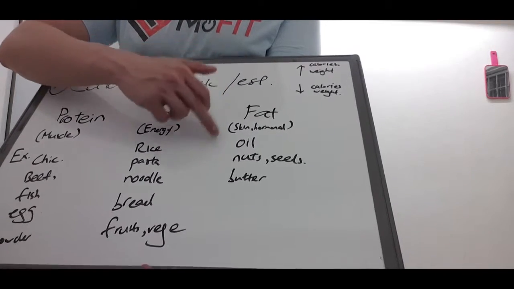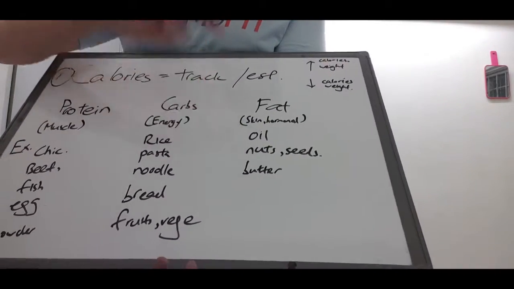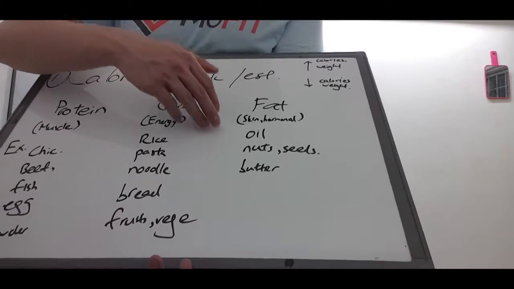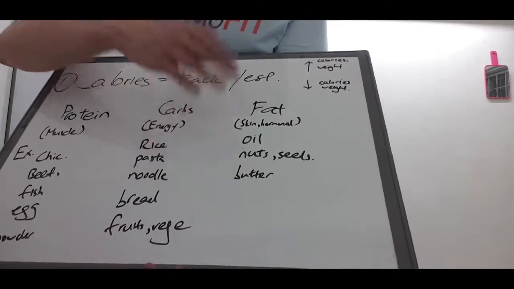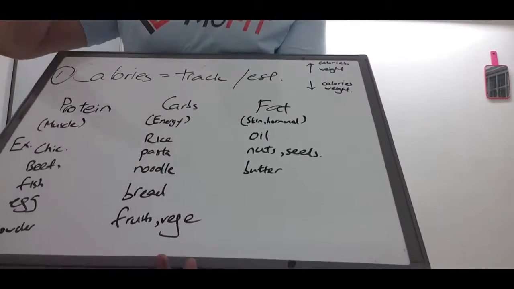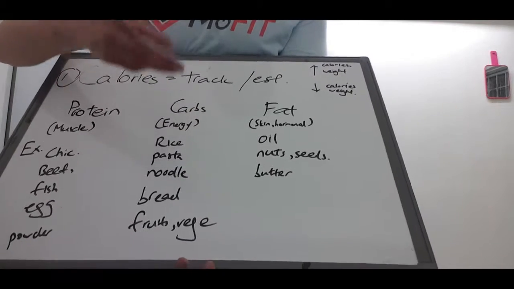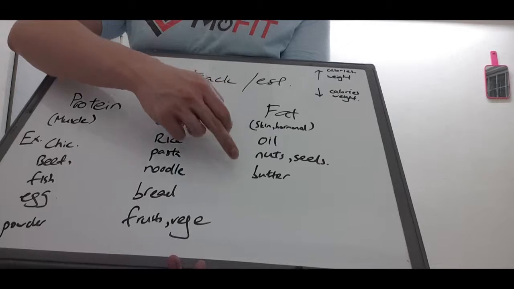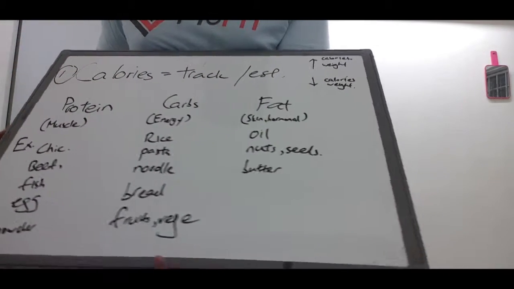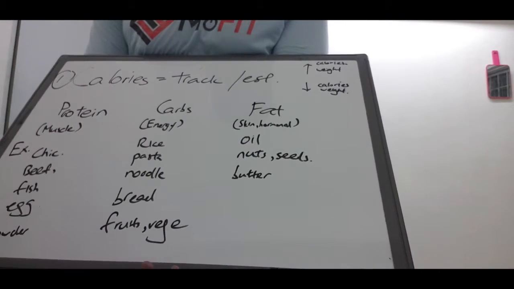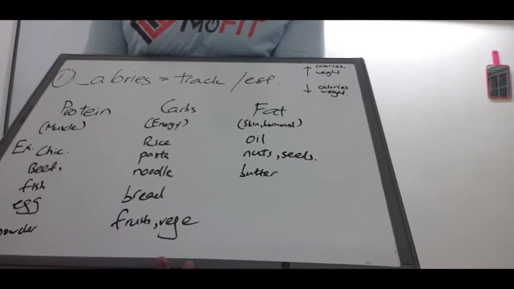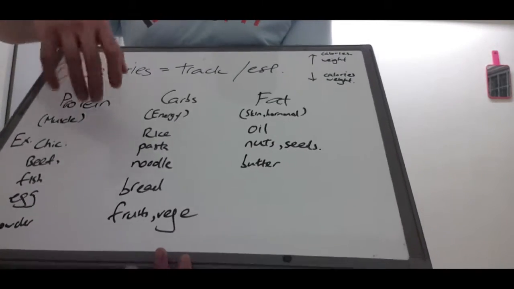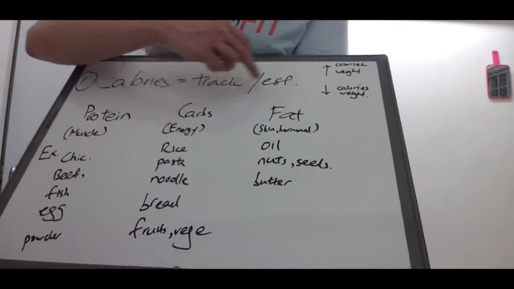So we can get fats from oil, whatever it is: olive oil, canola oil, sunflower oil, cooking oil, nuts and seeds, pumpkin seeds, sunflower seeds, nuts, cashews, ground nuts, peanuts, and last but not least, also butter, whether it's butter, ghee, margarine, you name it. So these are some options that you can choose from for the protein, carbs, and fats.